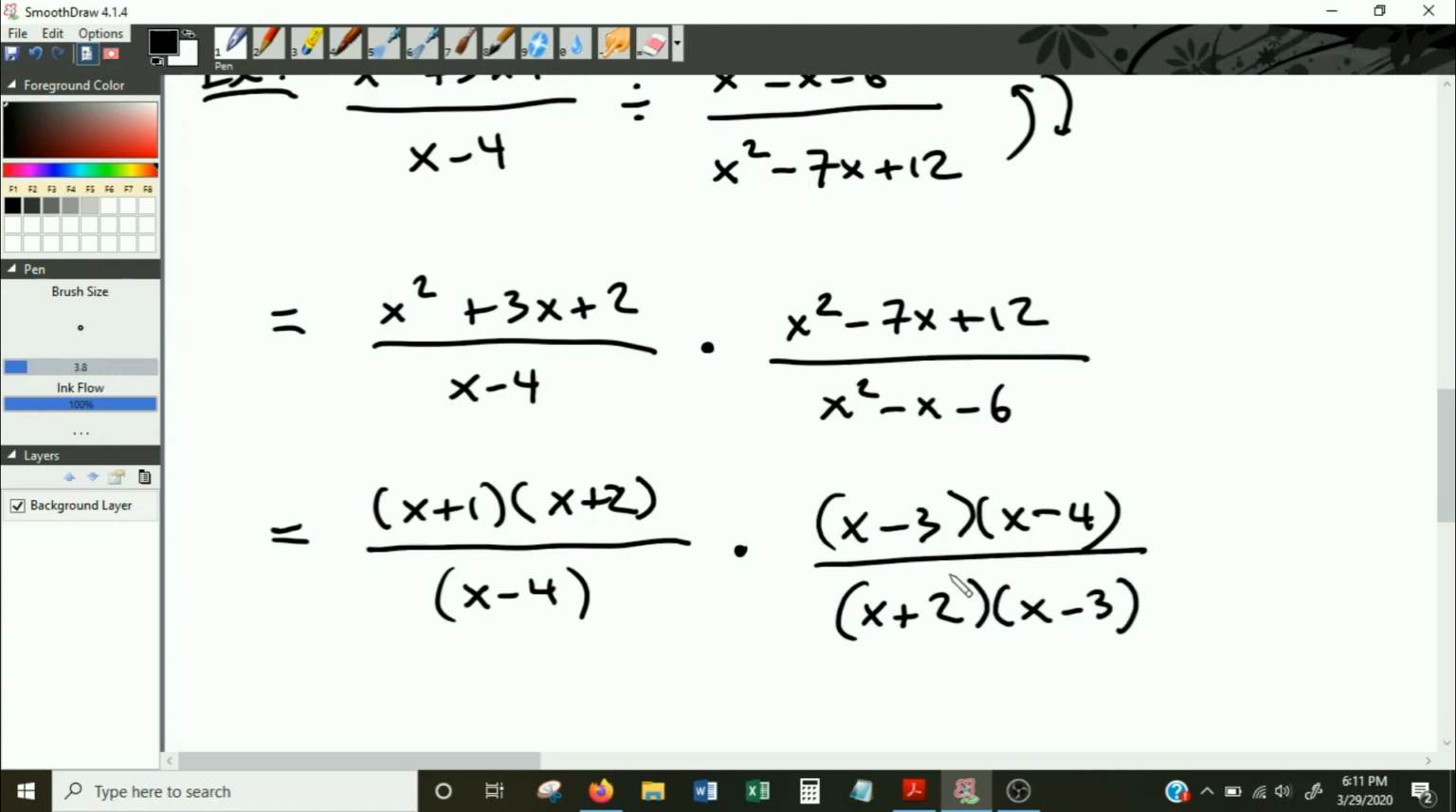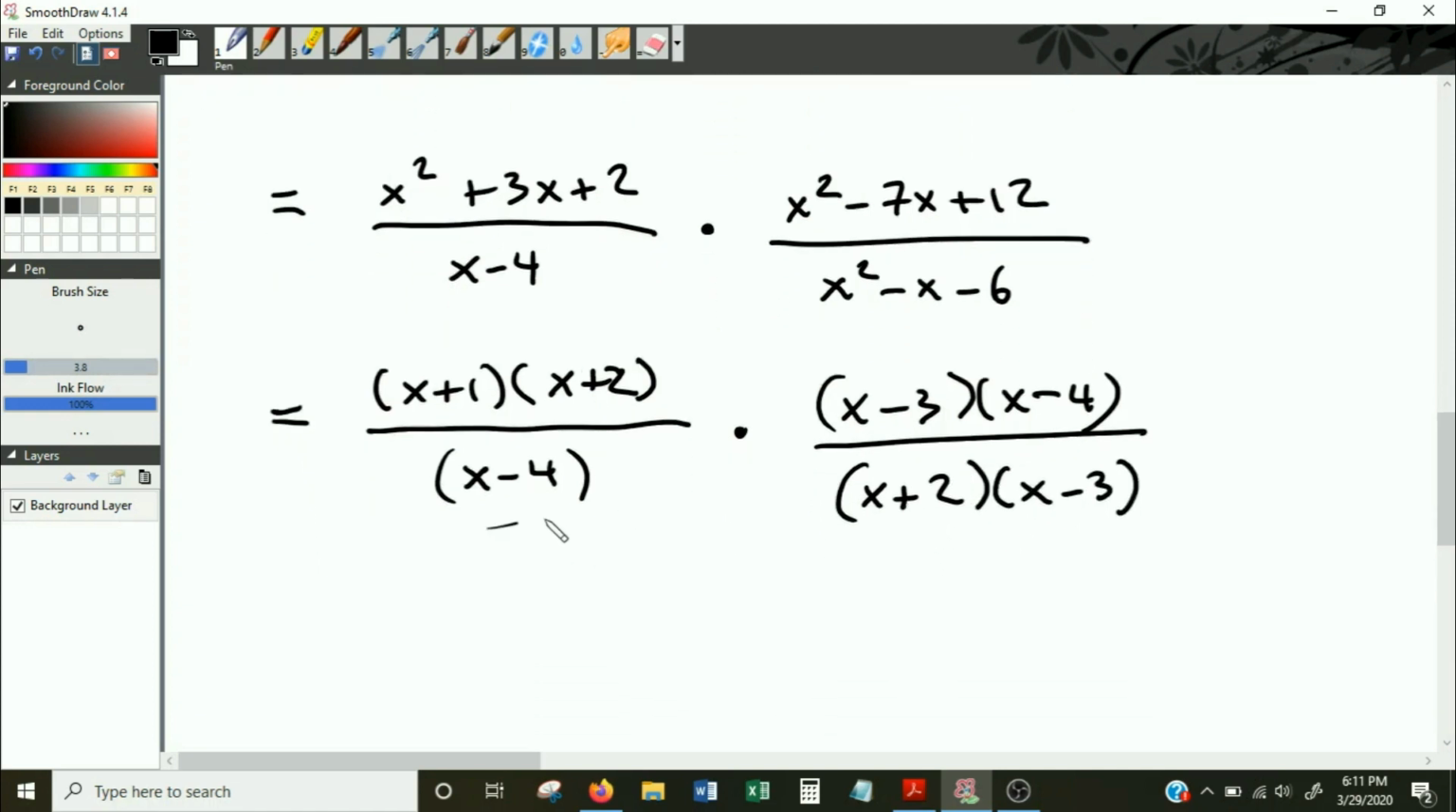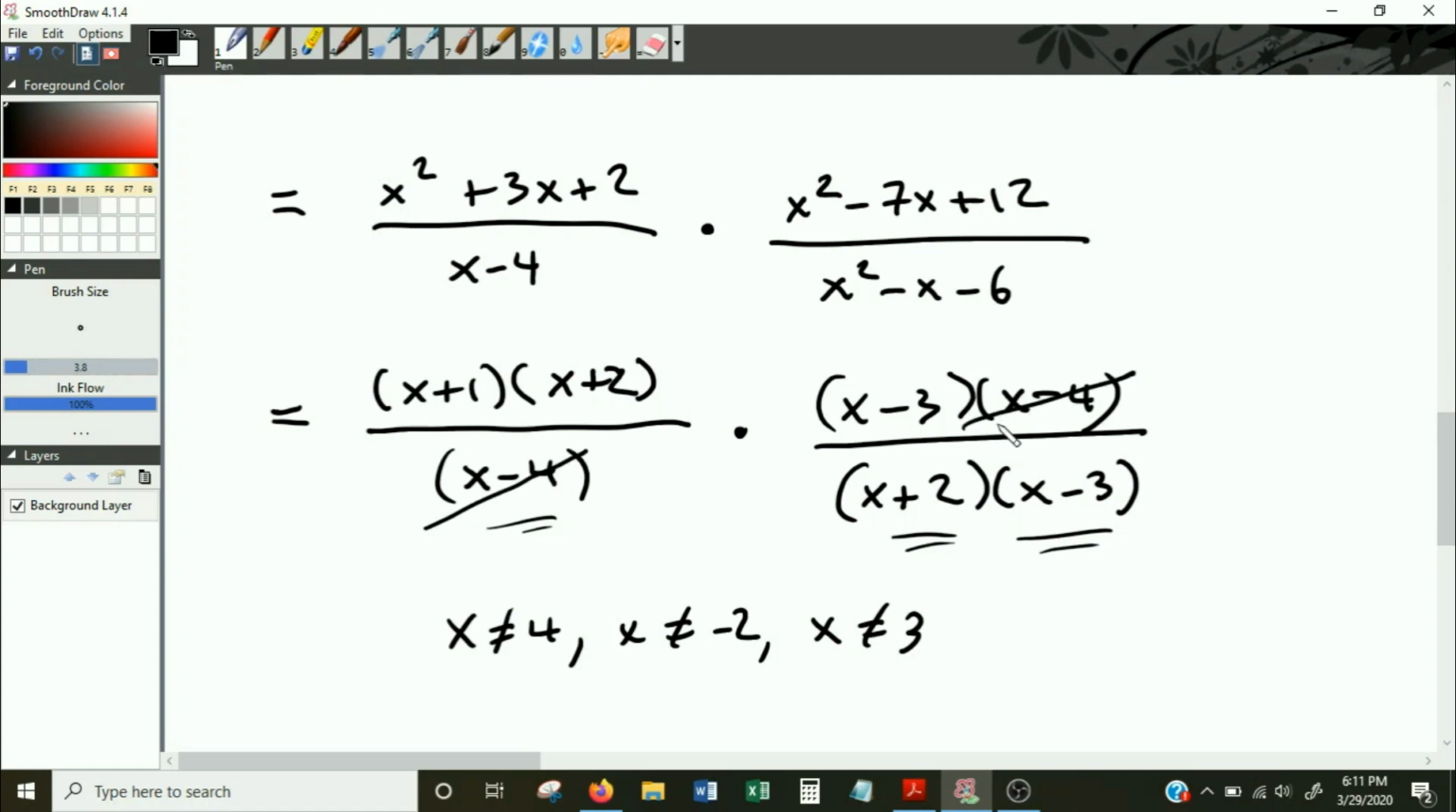Okay, so what do we notice here? We notice that the three expressions in the denominator mean that x cannot be 4, and x cannot be -2, and x cannot be 3. Now that we have written these down, we can cancel out common ones. So x minus 4 is on the top and bottom, so I'll cancel that out. X minus 3 is on the top and bottom here as well. And then x plus 2 and this x plus 2 cancel out.